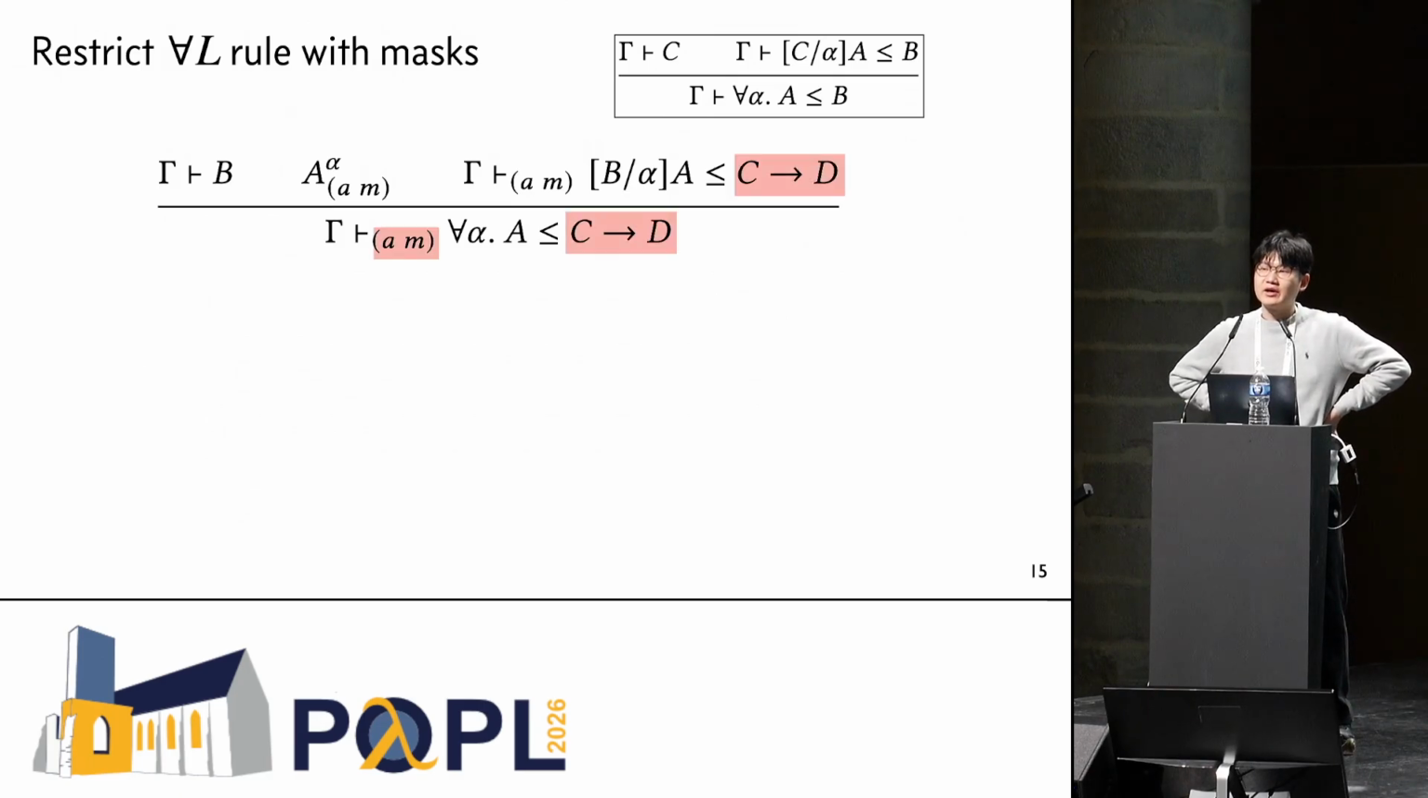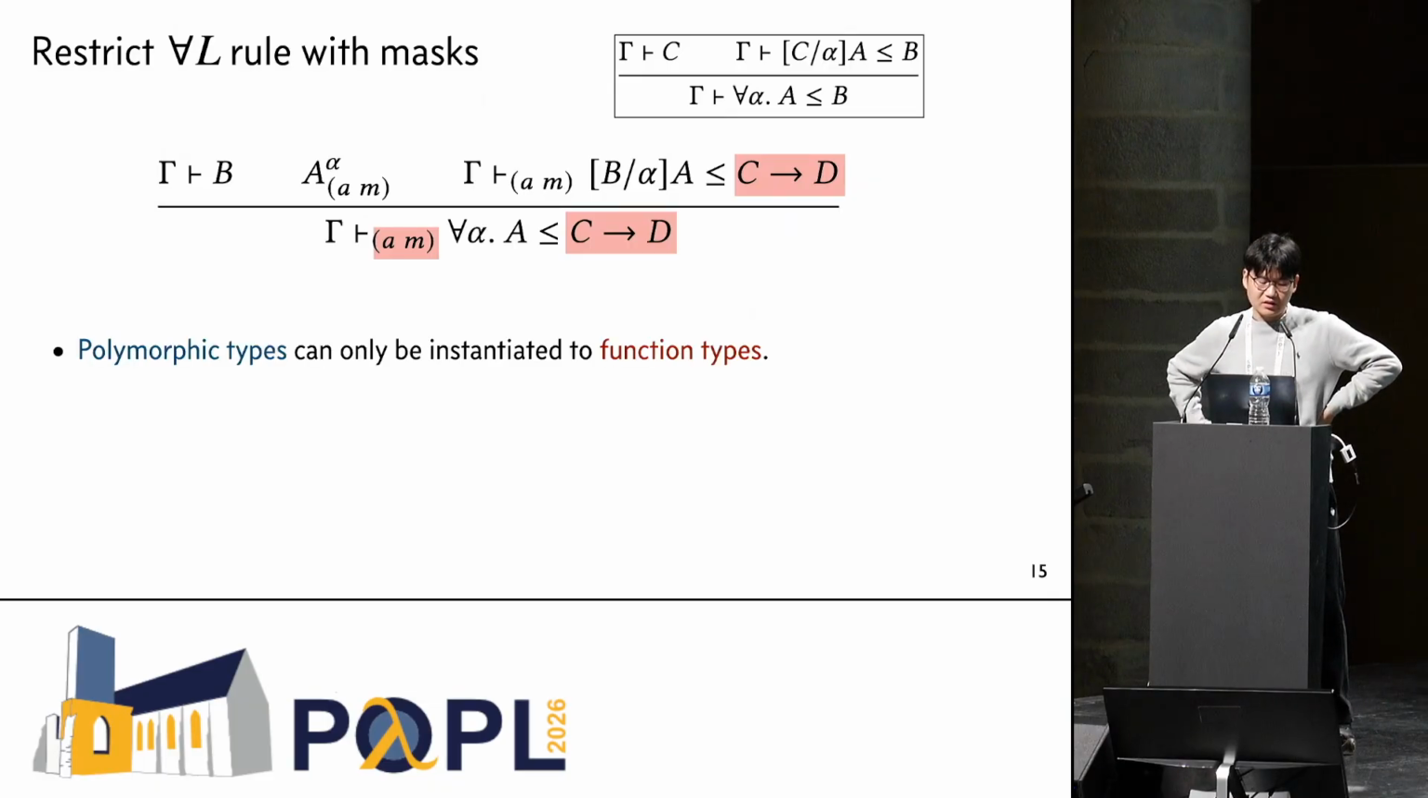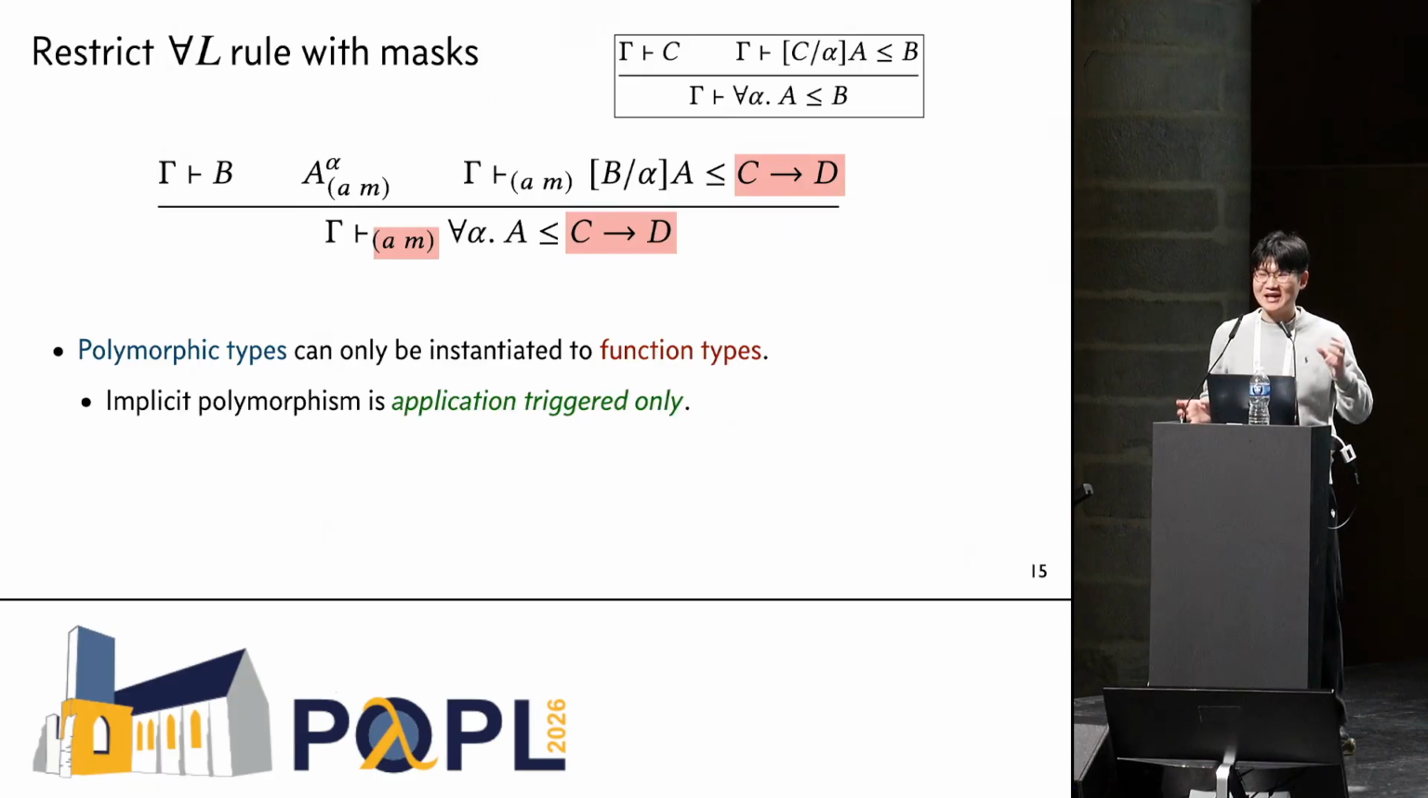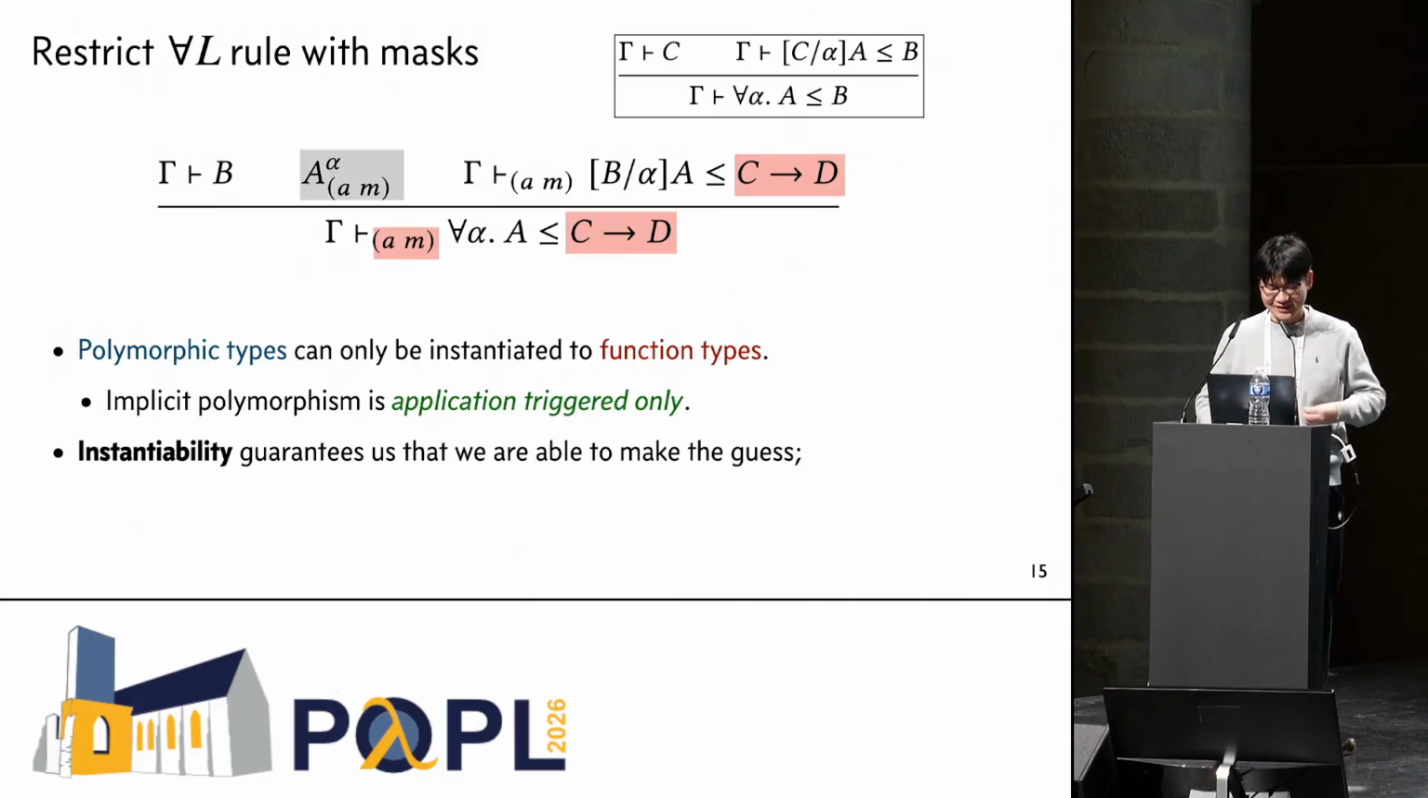First, we decorated with a mask, which is a function mask, and the supertype is a function type, which means in our system, the polymorphic types can only be instantiated to the function types, which exactly matches the key characteristic of local type inference that implicit polymorphism is application triggered only. And the second difference is we have an auxiliary judgment called the instantiability that guarantees we are able to make the guess.